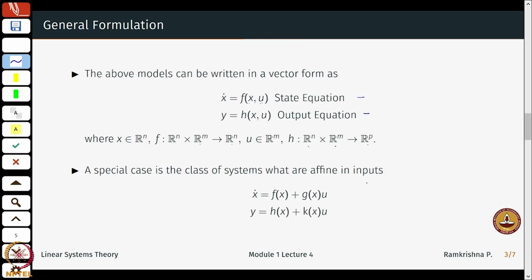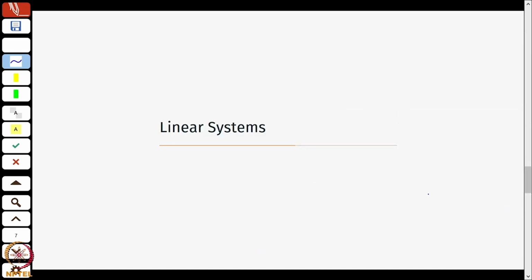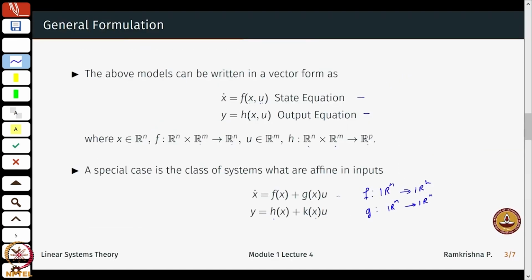A special class of systems are those which are affine in inputs, as we saw in the case of the nonlinear pendulum, right. So, again I will not derive that again. Here, instead of f being from R n cross R m to R n, f is simply a map from R n to R n. Similarly, G is also from R n to R n, right. Similarly, with the maps h and k, as an exercise you can write down what the domain and the range of these maps are.